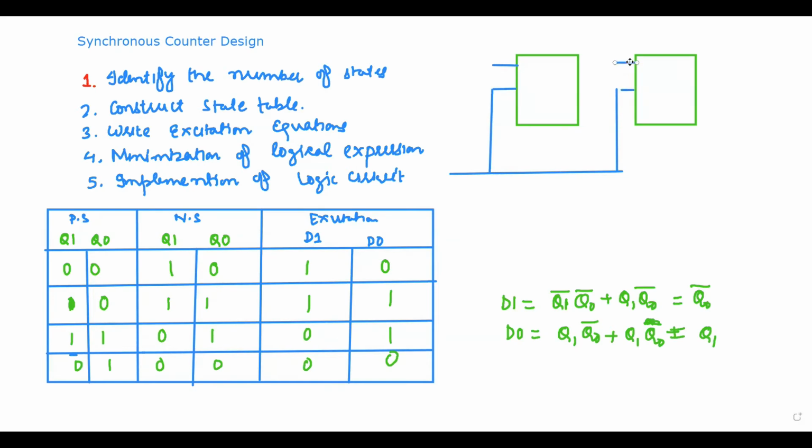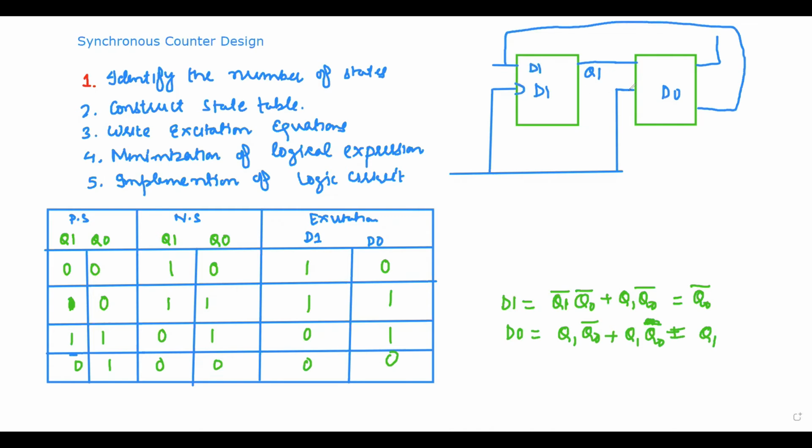Now, as seen, D0 is equal to Q1. So this is your D0 and this is your D1. D0 is equal to Q1, so the output will act as Q1, and D1 is equal to Q0 bar. So this output here will be acting as input to D1.